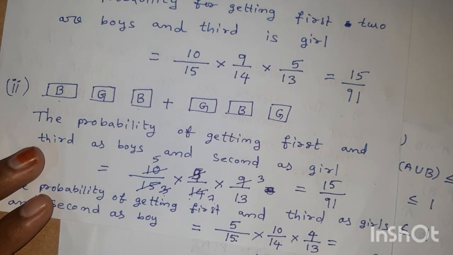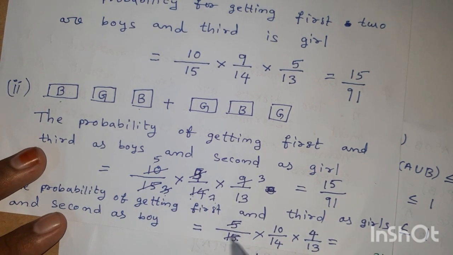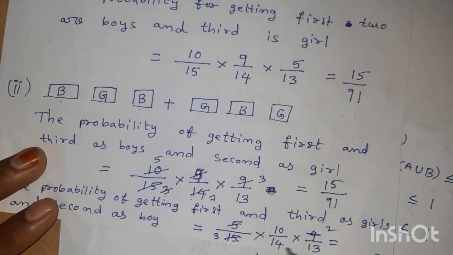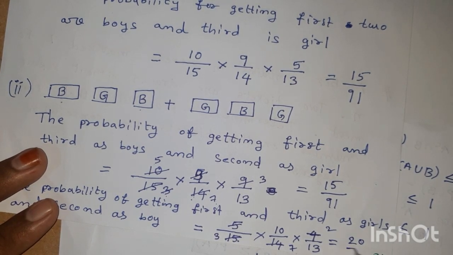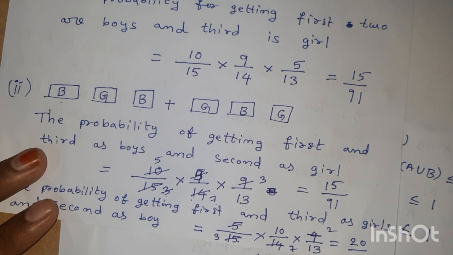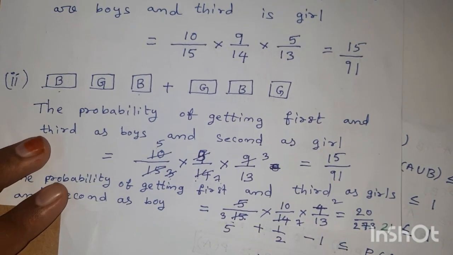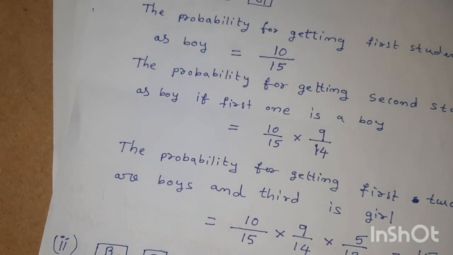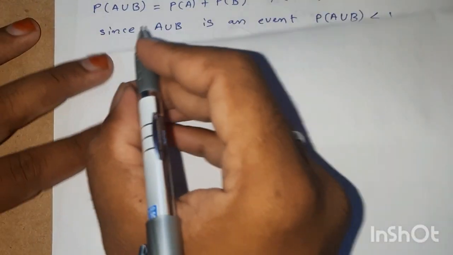Here also 3 times cancelled, 2 times 2, 7 times. Now 10 into 2 is 20, by 3 into 7 is 21, 21 into 13 is 273.